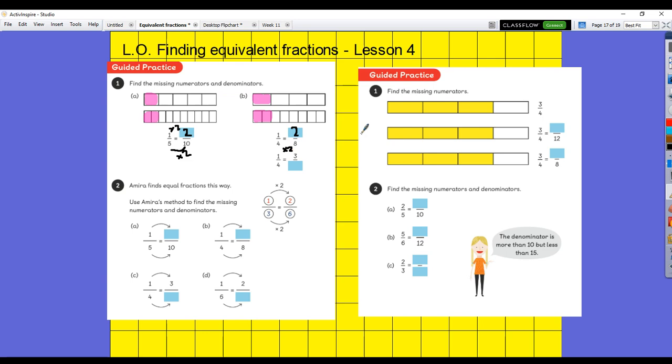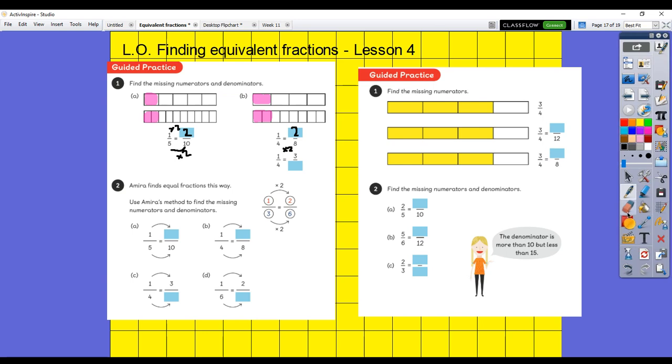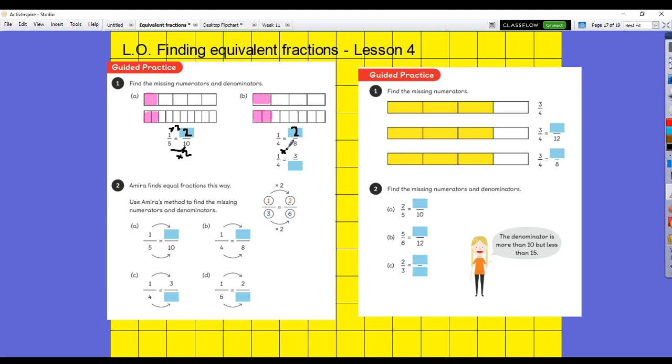How about 1/4 then? Okay, well, let's do this without our fraction rule here. So what have we done to 1 to get to 3? We've timesed it by 3, haven't we? So 4 times 3 is going to be 12.